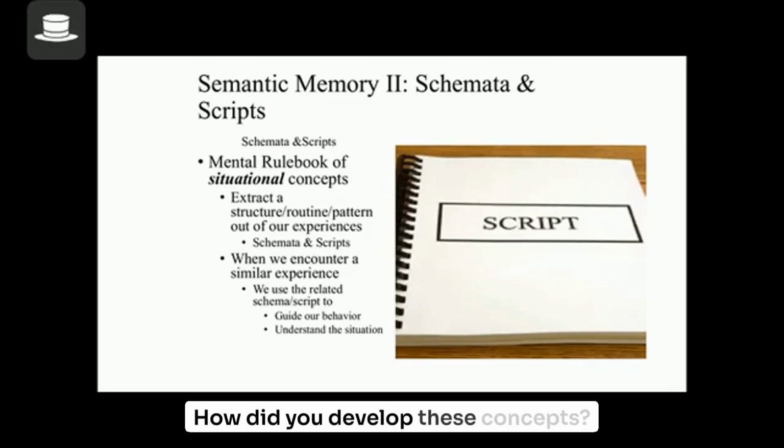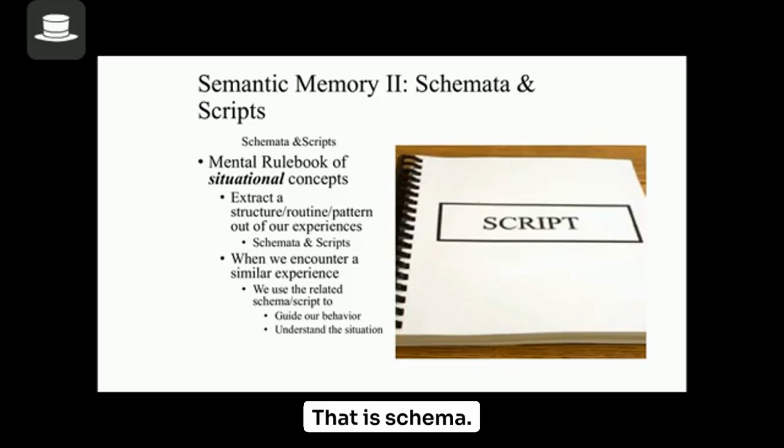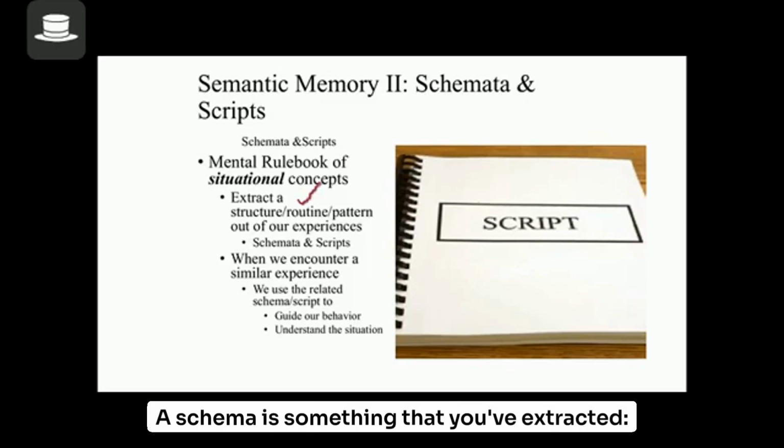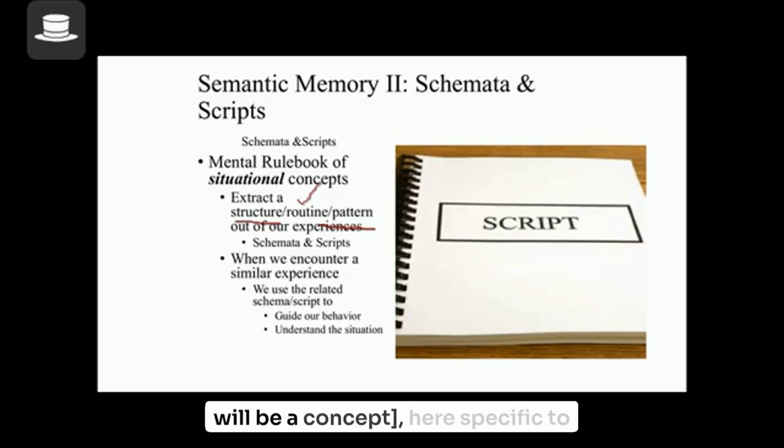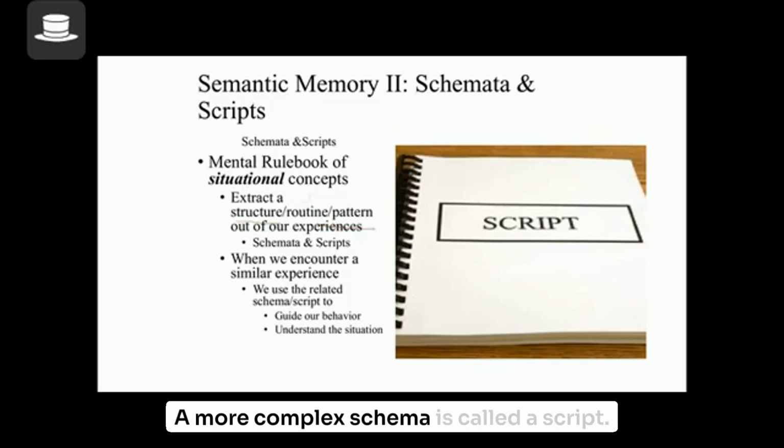How did you develop these concepts? You develop these concepts based on your experiences with restaurants when you were little. Based on these experiences, you've extracted what is common to several experiences and put together a concept related to situations. That is a schema. A schema is something that you've extracted, a routine, a structure, a pattern out of your experiences related not to objects but to situations. So it's a situational concept. We call that a schema. A more complex schema is called a script.